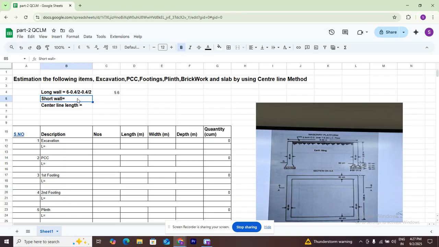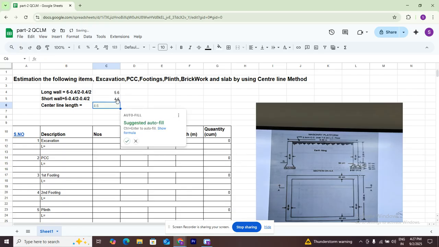In the same way, I need to calculate the center to center distance of the short wall. Here 5 meters is given. Center to center, we deduct 0.4 by 2 on this side and 0.4 by 2 on this side. So 5 minus 0.4 by 2 minus 0.4 by 2 gives 4.6 meters.